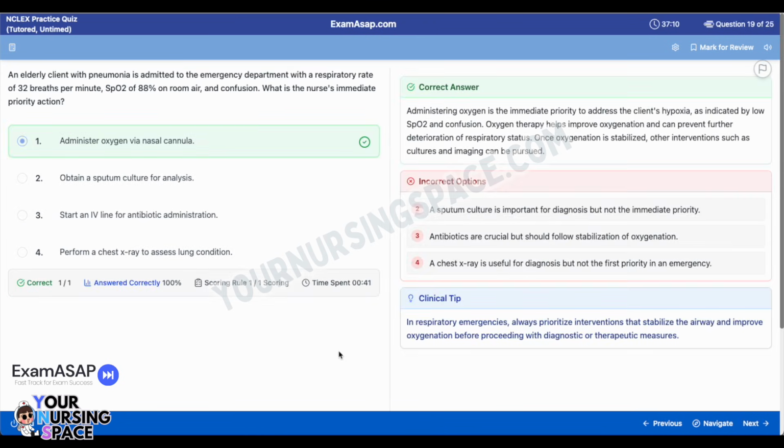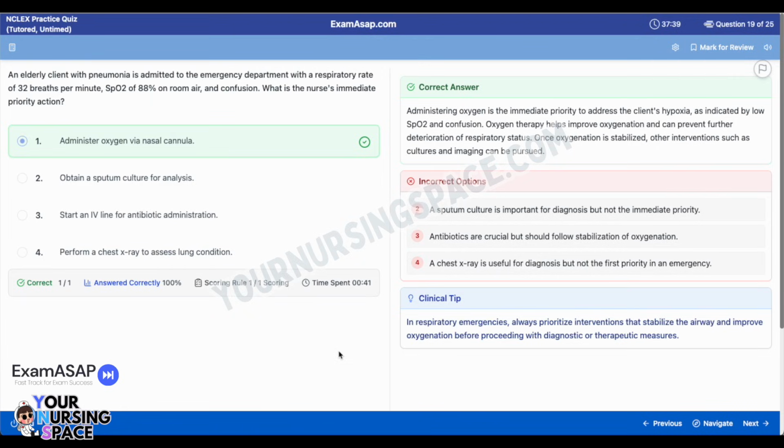The correct answer is A. Rationale. Correct answer A. Administering oxygen is the immediate priority to address the client's hypoxia, as indicated by low SpO2 and confusion. Oxygen therapy helps improve oxygenation and can prevent further deterioration of respiratory status. Once oxygenation is stabilized, other interventions such as cultures and imaging can be pursued.